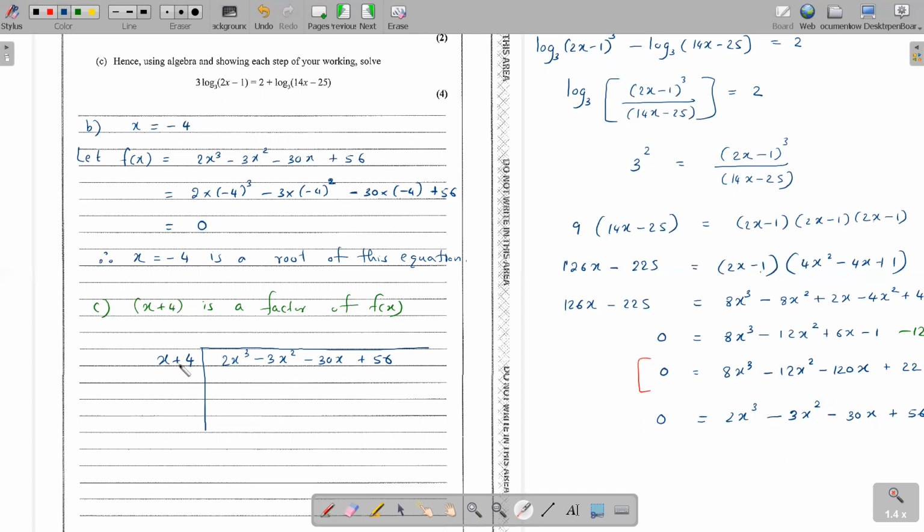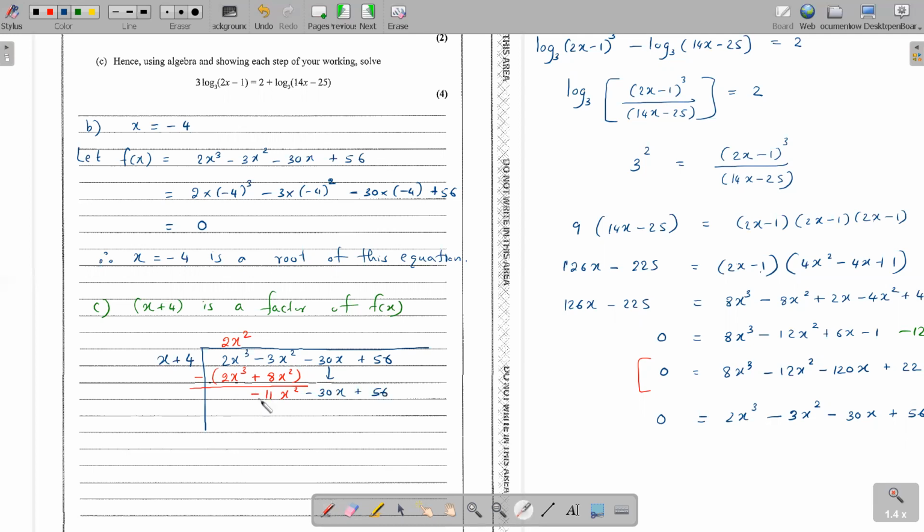So let's divide 2x cubed by x, which gives you 2x squared. Let me multiply 2x squared with x plus 4. 2x squared into x is 2x cubed, and 2x squared into 4 is plus 8x squared. Let's subtract. 2 minus 2 is 0, minus 3 minus 8 gives minus 11x squared. Let's bring it down, and we have minus 30x plus 56.